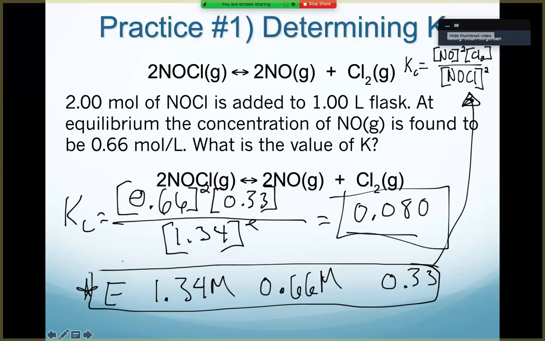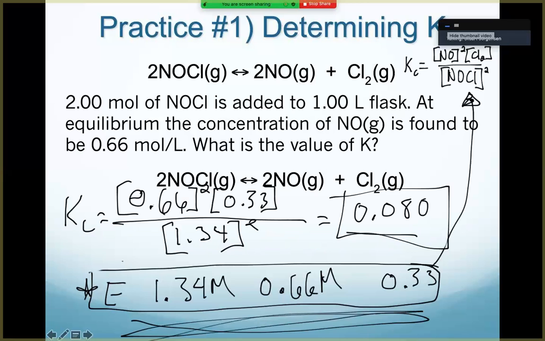This number is much, much less than 1. If K is products over reactants, and we have a number less than 1, that means we have more reactants than products. As a result, we would say that this is a reactant-favored reaction. And that was true. Look at your concentrations. You had way more of your starting reactant than you did of your final products. Makes sense that our K would be a value less than 1. So that's the chemistry piece. Most of this is going to be math. We're just coming back to look at that chemistry part.